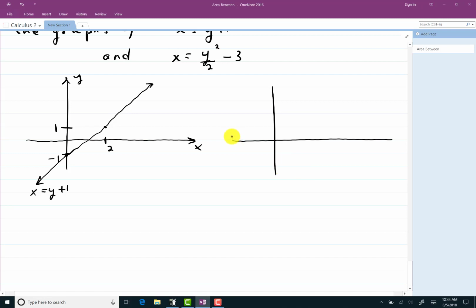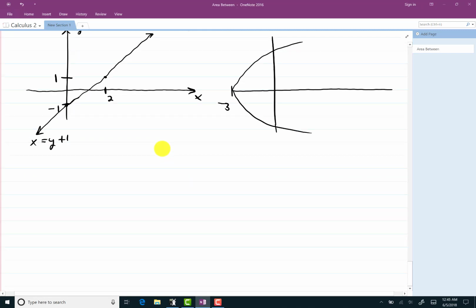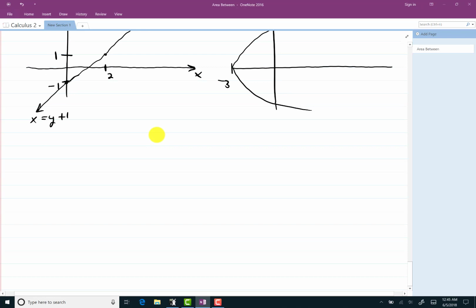And all the way at negative 3, I will have something here like this. I really don't care where it intersects the y-axis. When I put these two together, I care where it intersects this line. So now let me put these two together on one graph.